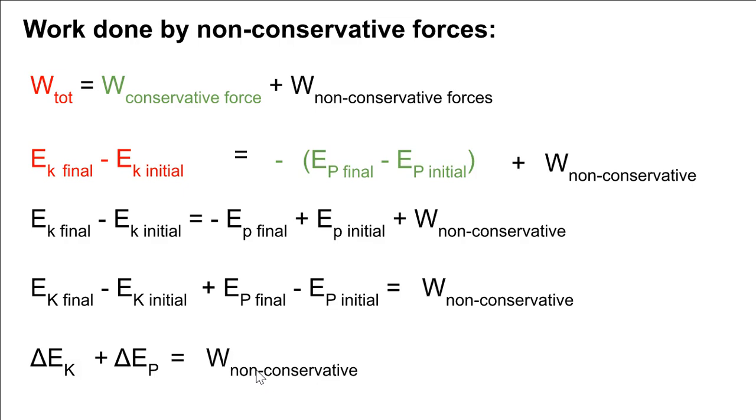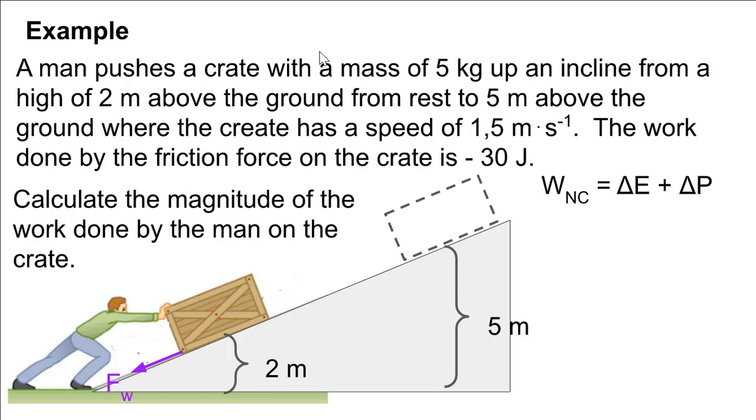So at this stage, what do we have? We set the work done by the conservative forces. We have a way of dealing with that. We know that is minus the change in potential energy of the system. And now we also have a way to calculate the work done by non-conservative forces. So let's quickly look at an example where this is being applied.